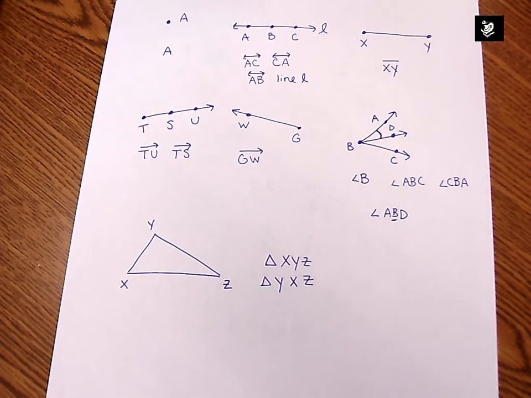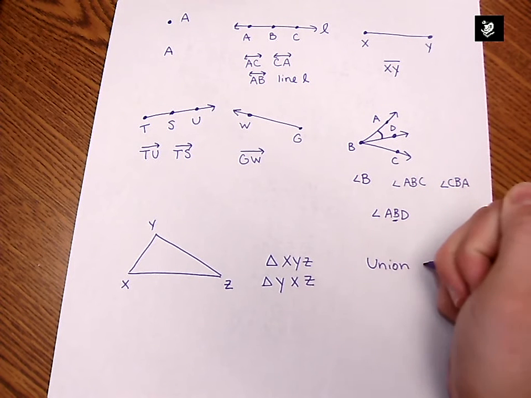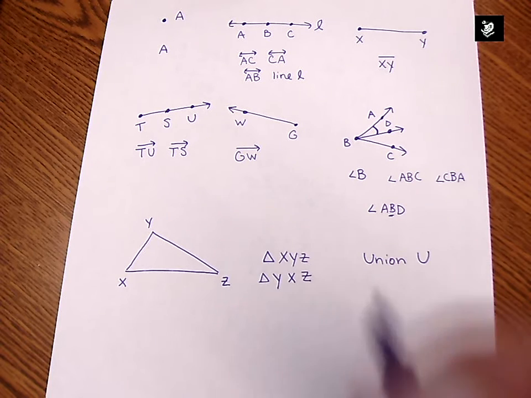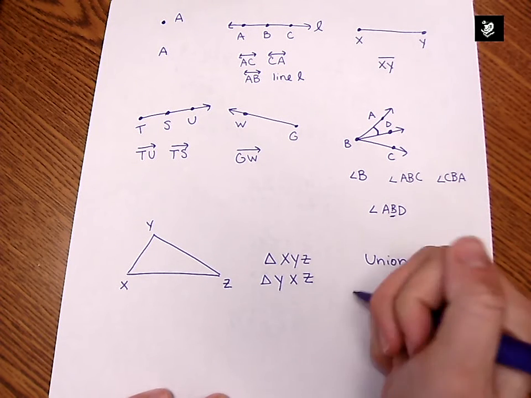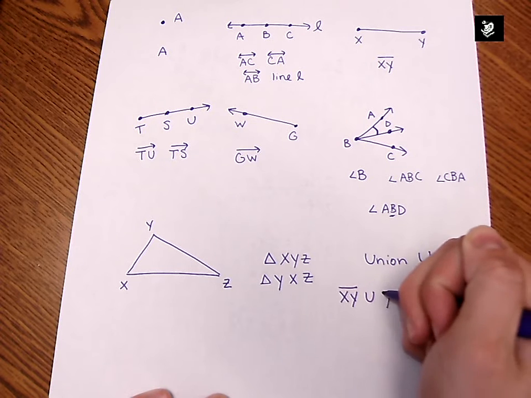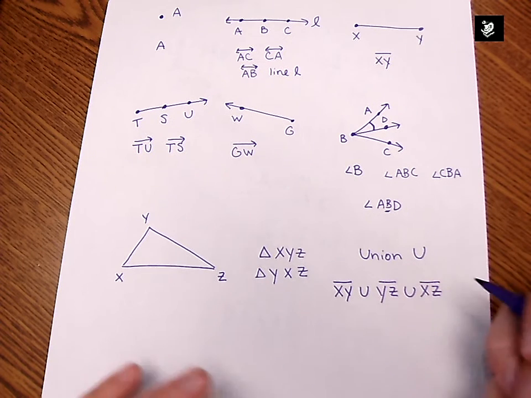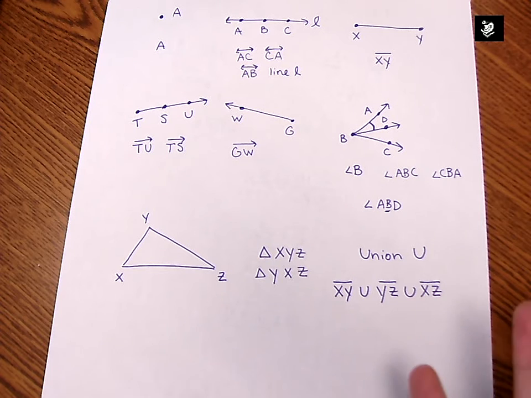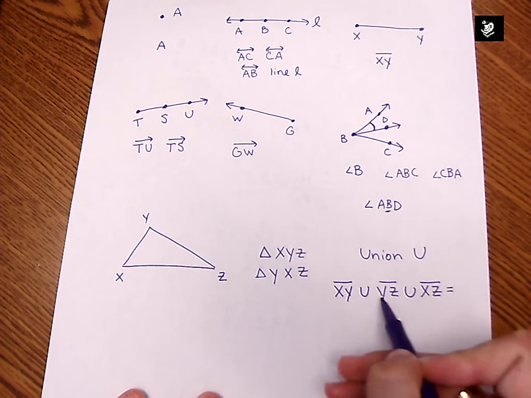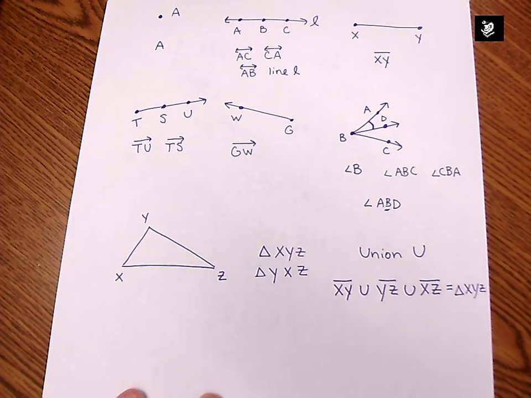So we started to talk about unions and intersections. So union, which has the symbol U, means what do you get when you join things together? So if I was to union line segment XY with line segment YZ and with line segment XZ, what new picture did I create? Well, we already said that a triangle is a union of three segments. So if I combine these three pieces together, I get my triangle XYZ. That is a union.